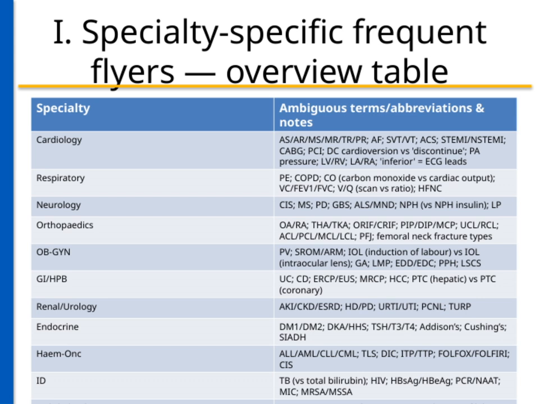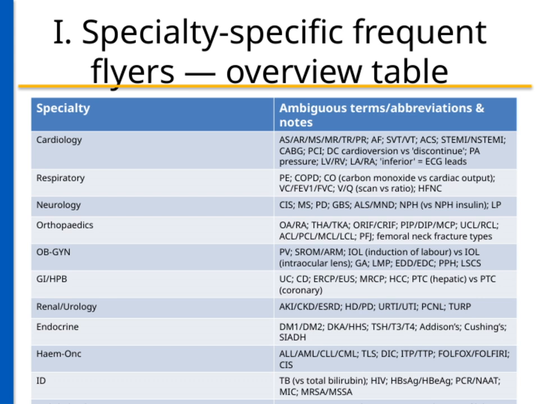UCL and RCL are ulnar and radial collateral ligaments. ACL, PCL, MCL, and LCL are the major knee ligaments, and PFJ refers to the patellofemoral joint. Fracture types of the femoral neck are also common. In OBGYN, PV stands for per vaginam, and SROM and AROM are spontaneous rupture of membranes and artificial rupture of membranes.